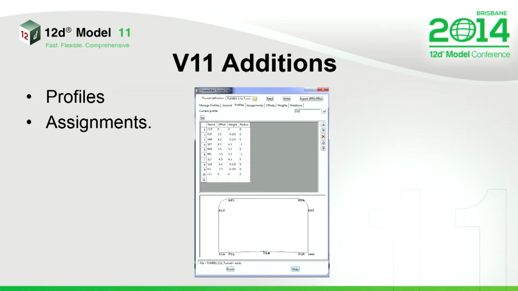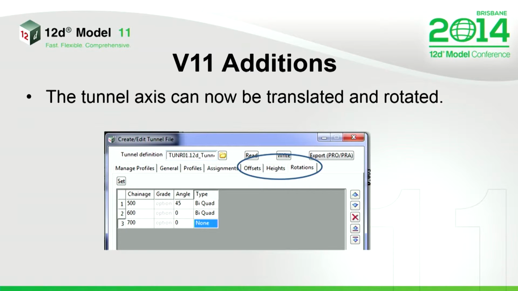In V11, the profiles and assignments are the same. The profile, again, is the shape there. It's just simply what the shape will look like at that chainage. And the assignments are where certain profiles are applied. No smart chainages in this one yet. It's still good old-fashioned numbers. I'm my own worst offender.